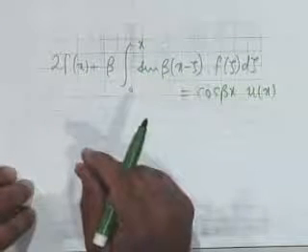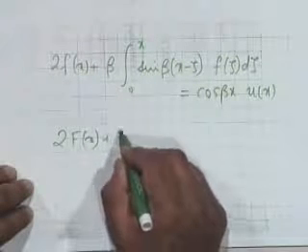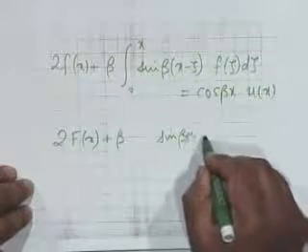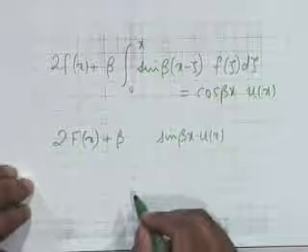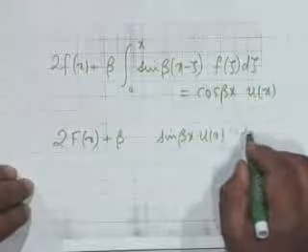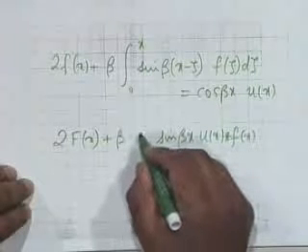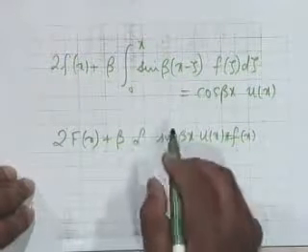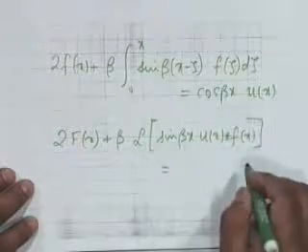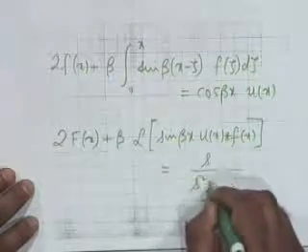Well, two-sided or one-sided, it doesn't matter. So 2f of x plus beta, now this is the convolution of sine of beta x ux, this is important. Why this ux? Because of the limits 0 to x. Then f of x. So beta, I'm sorry, Laplace or Fourier? Laplace. Oh, I said Laplace, okay. And the right hand side, cosine beta x ux, is given as s divided by s squared plus beta squared.